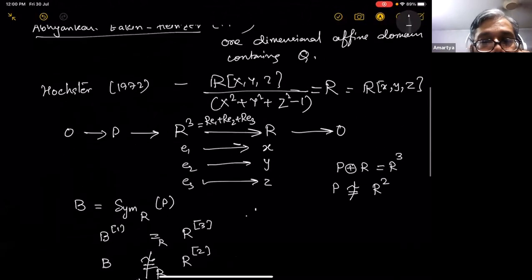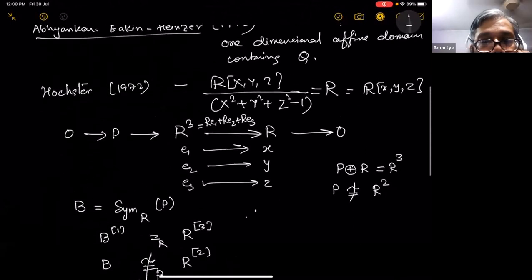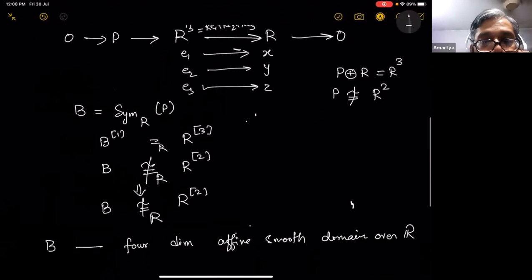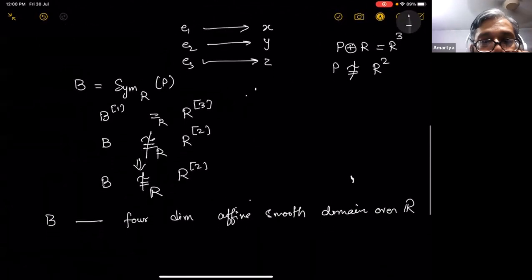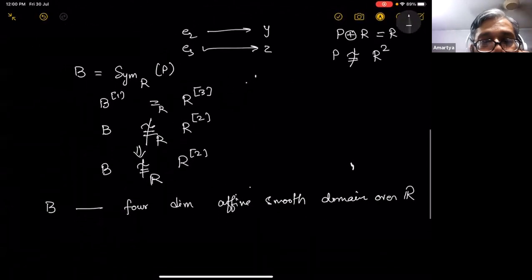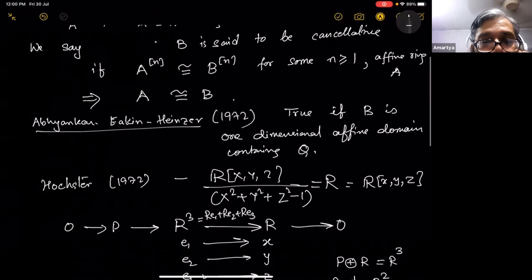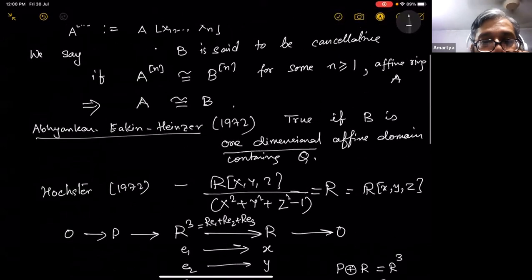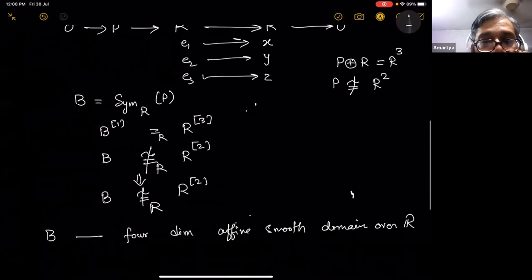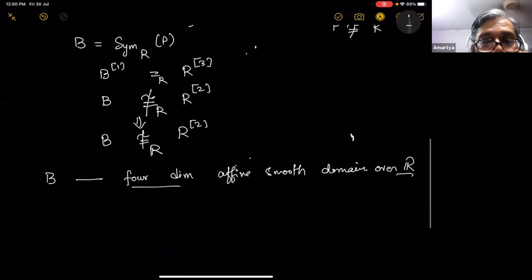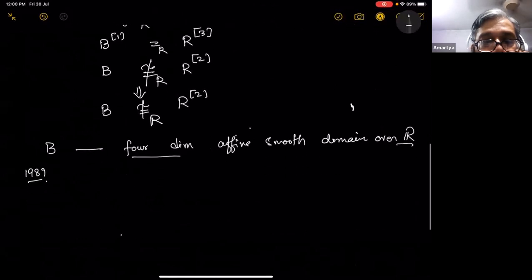So this was the first counterexample to the cancellation problem. And there were some limitations of this example. Because we had an affirmative answer in 1 dimension, then we have a counterexample in 4 dimensions, and that too over the real numbers, not over complex. So this was a great achievement in 1989 due to Danielewski, and these examples are still very popular.